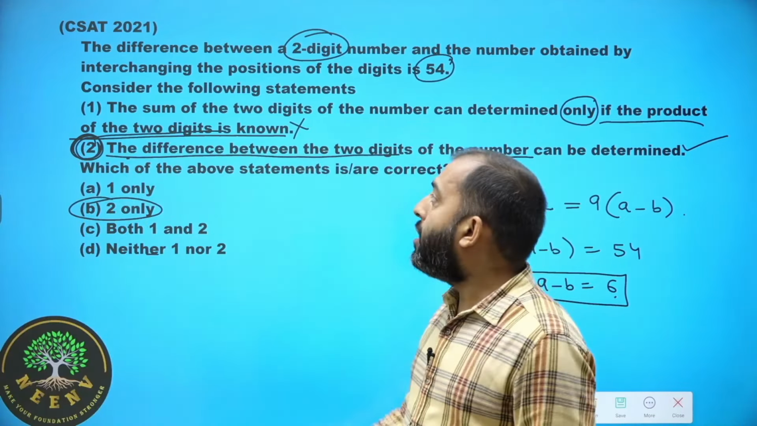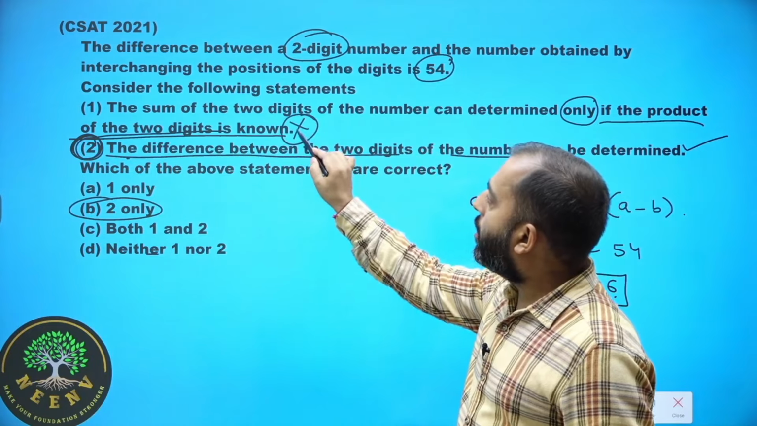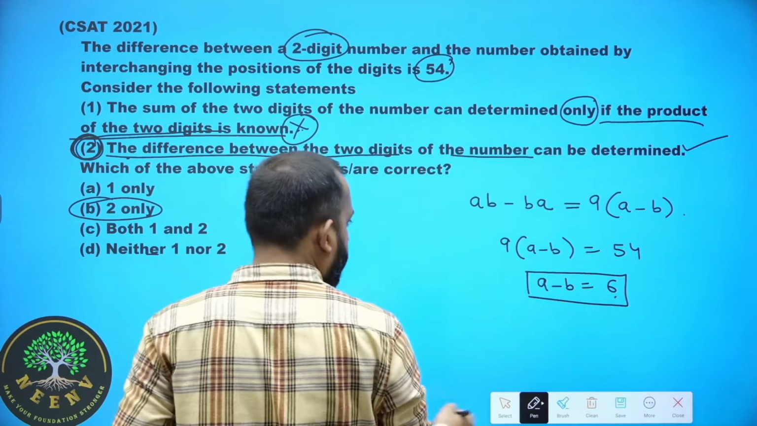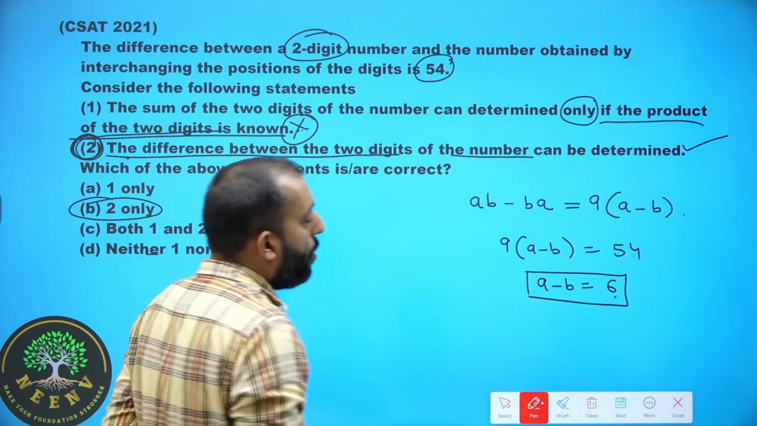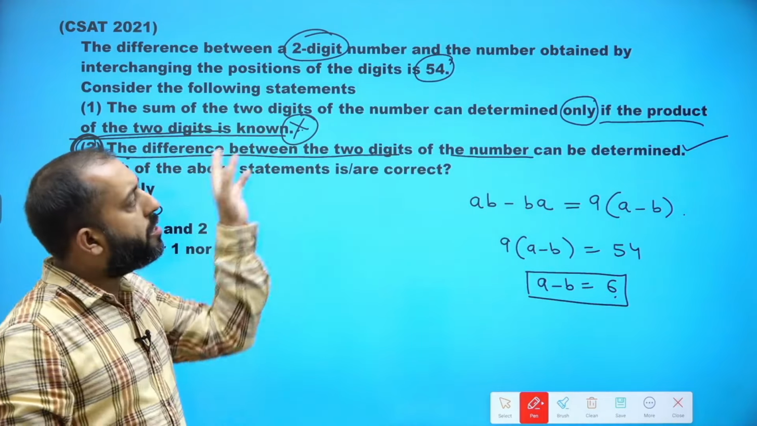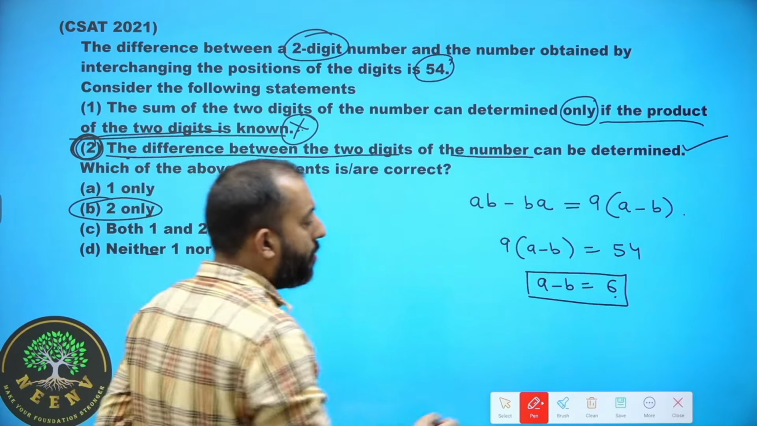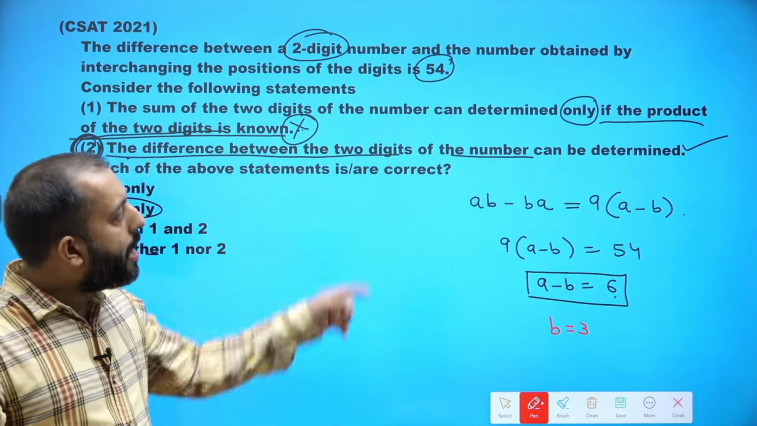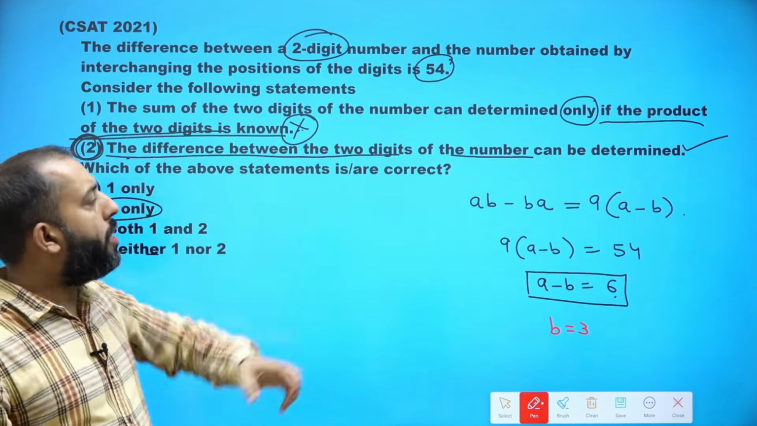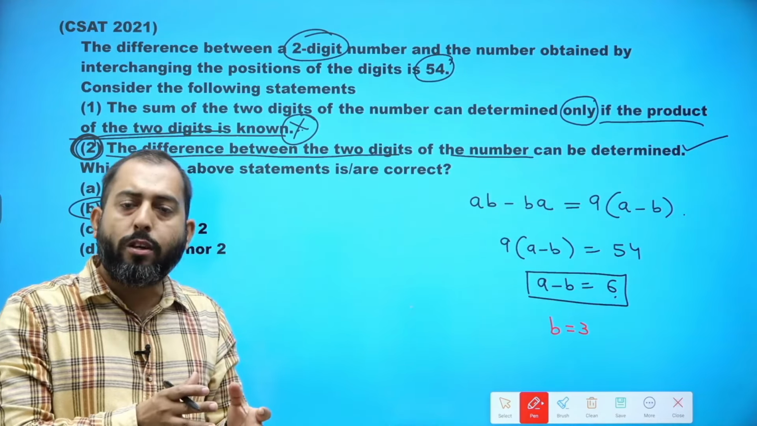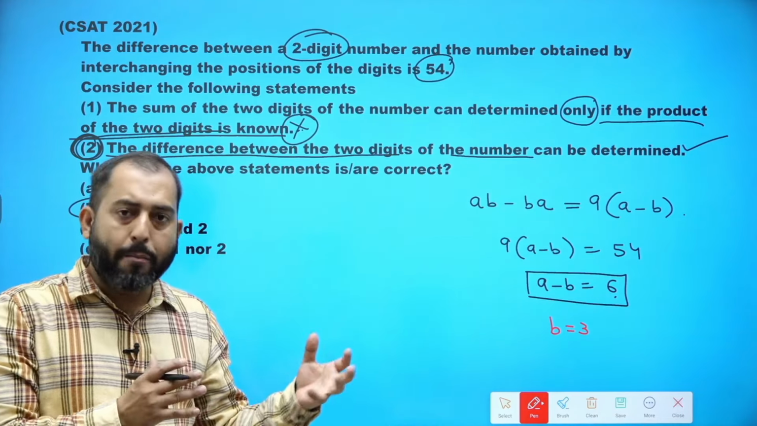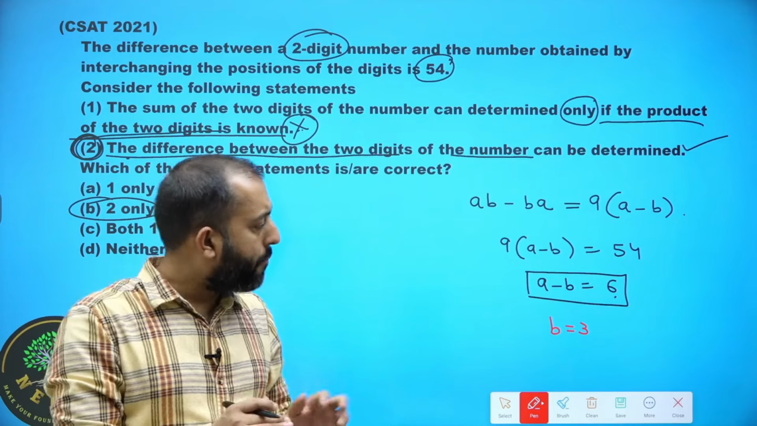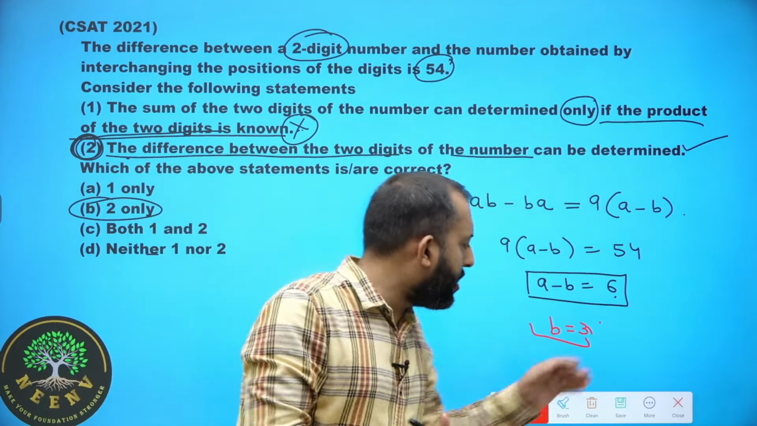So there is one more case for statement 1 also. See, suppose we can also find out the sum of the digits if one of the digits is known to us, rather than the product. If one of the digits is known to us, we can still find out the sum of the digits, because the difference is already there. So I hope you have understood it.